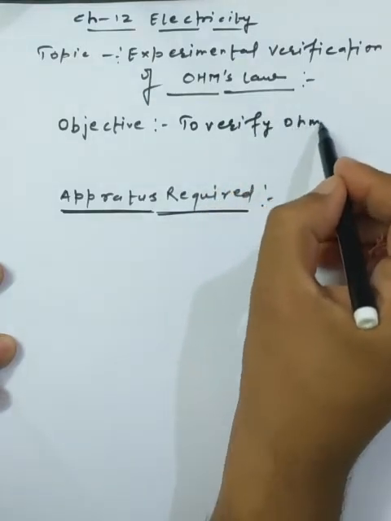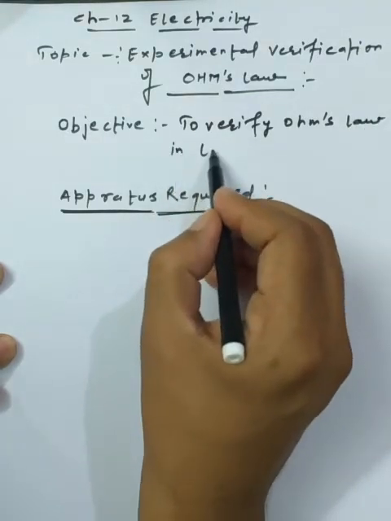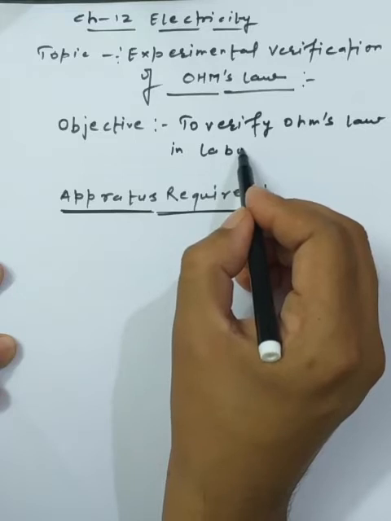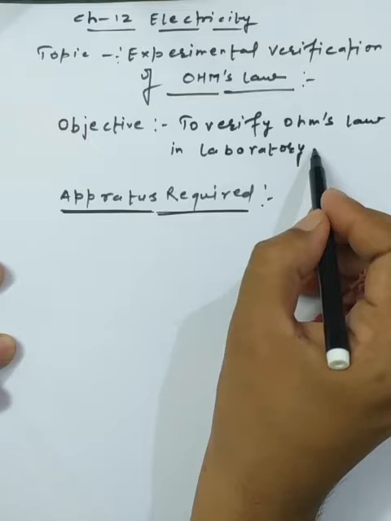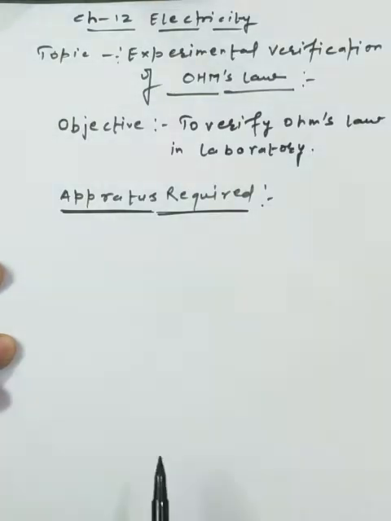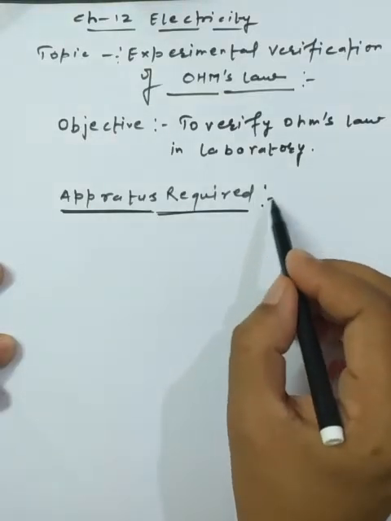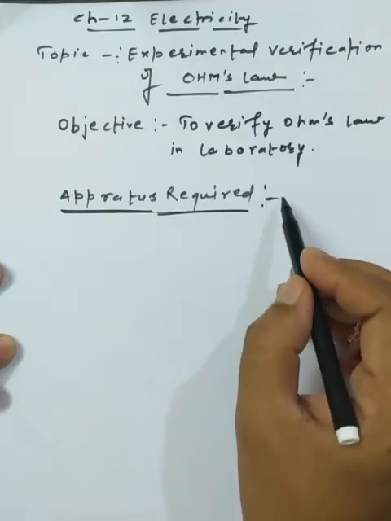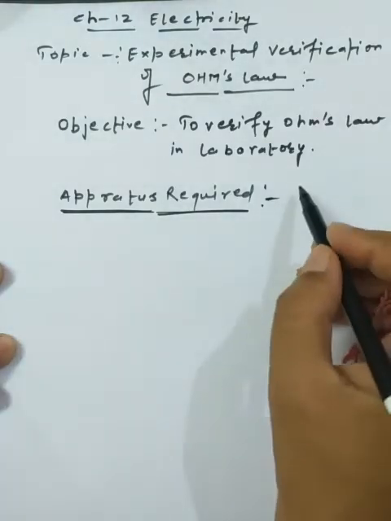To verify Ohm's law in the laboratory. Okay, so this is the objective we have, and we will apply the same method to do this activity inside the lab also. Now the next step, and these steps we have already followed in the ninth class to complete different activities. So this is not a typical task.